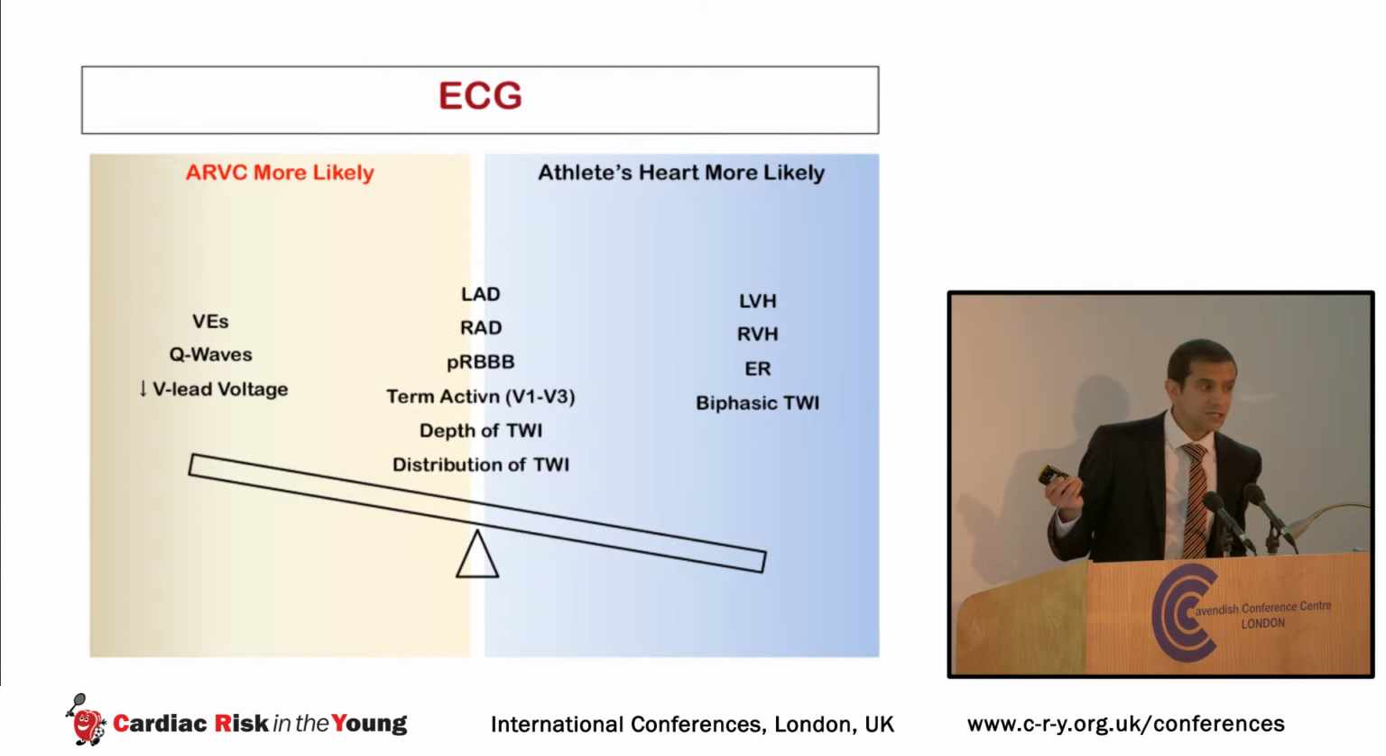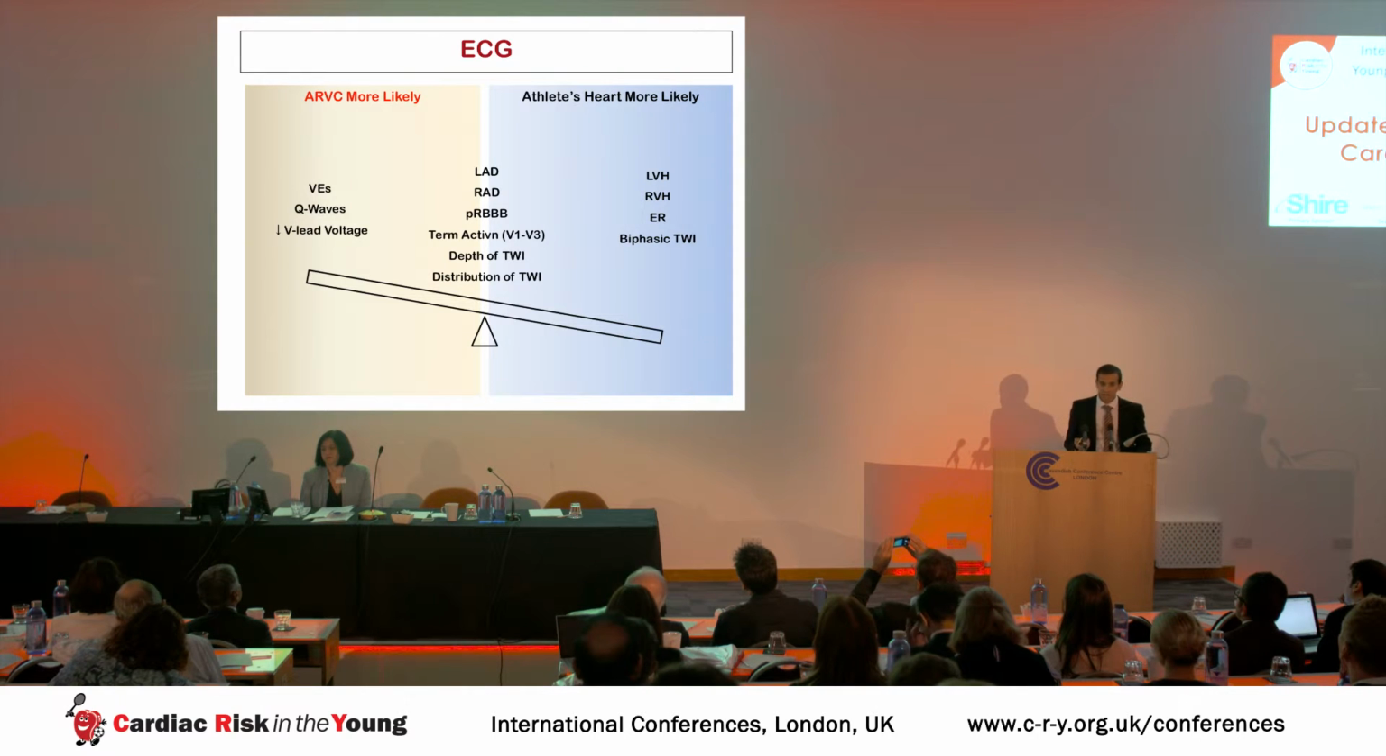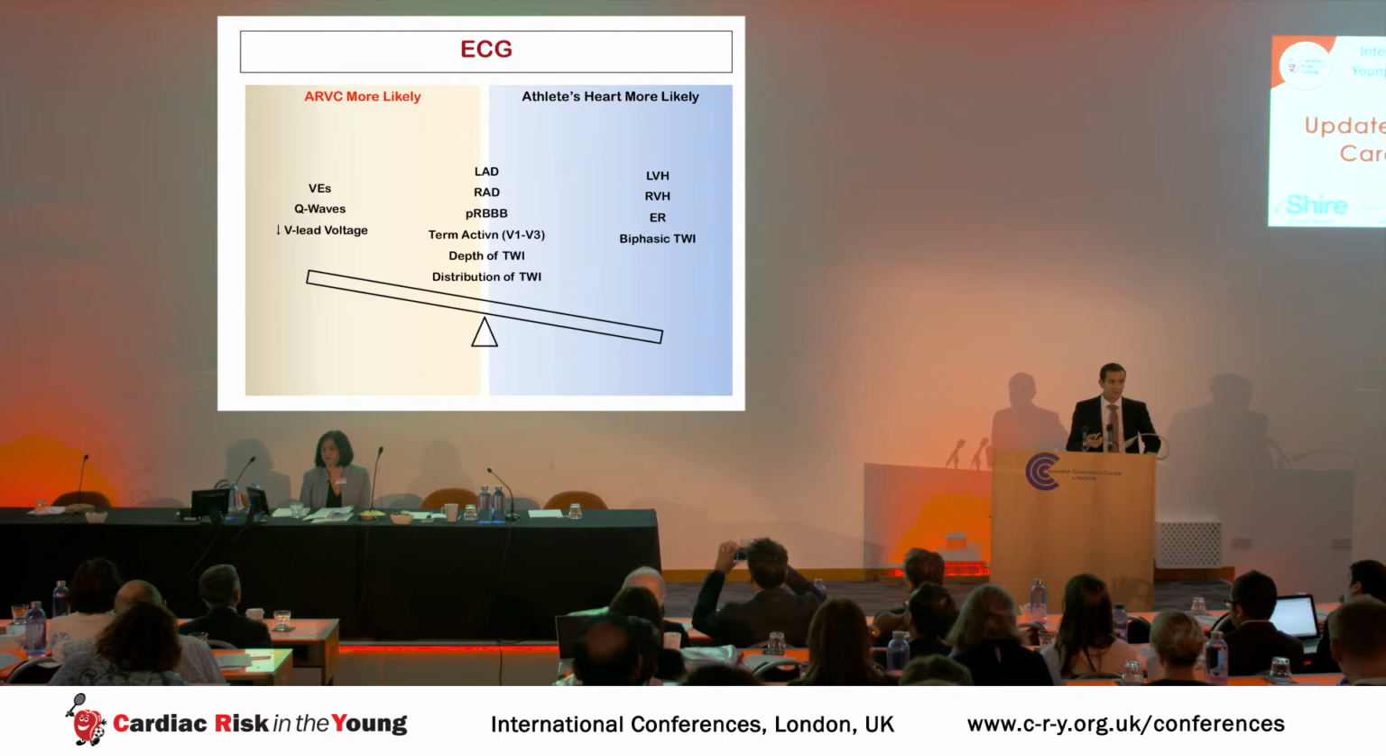Early repolarization was more commonly seen in the healthy athletes. And biphasic T-wave inversion, which you'll hear more about from Professor Corrado, whereby the ST segment goes up before it goes down, was suggestive of physiological remodeling.